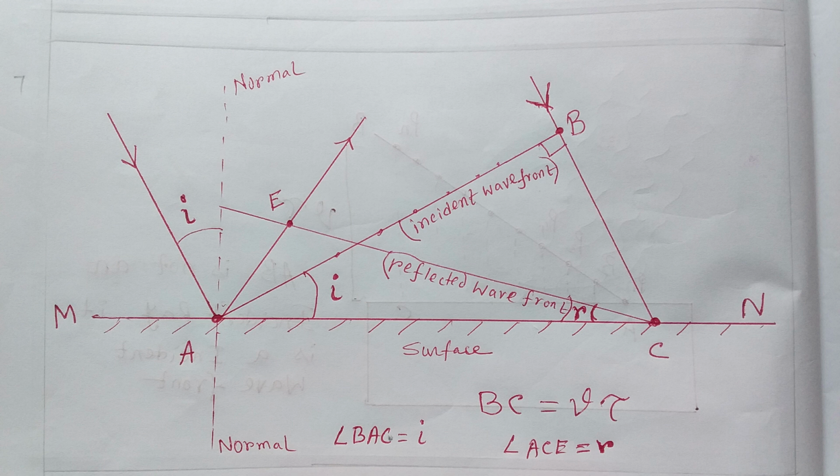All points on the incident wavefront will not strike the boundary of the surface at once. Here the time lag is tau. If the speed of the wave equals v, after time tau, the reflected wavefront is the position of the incident wavefront. So BC equals v into tau. The points lying on the incident wavefront will have to cover an extra V tau distance.